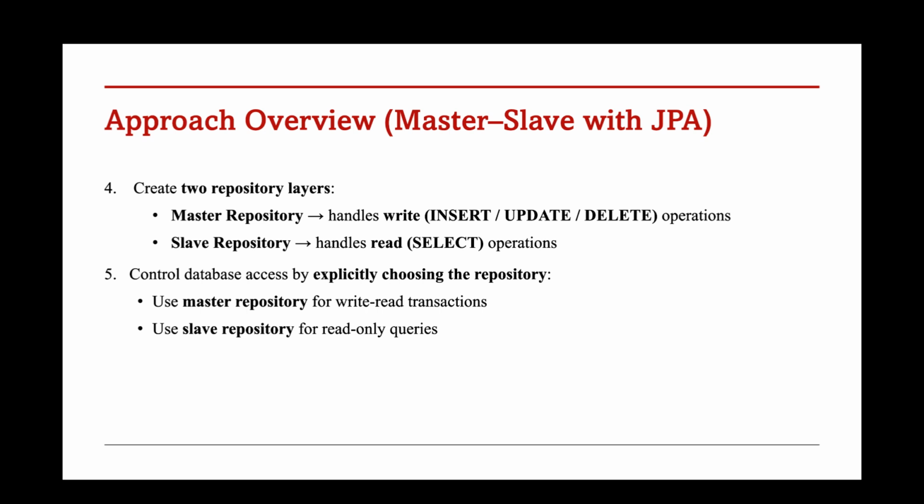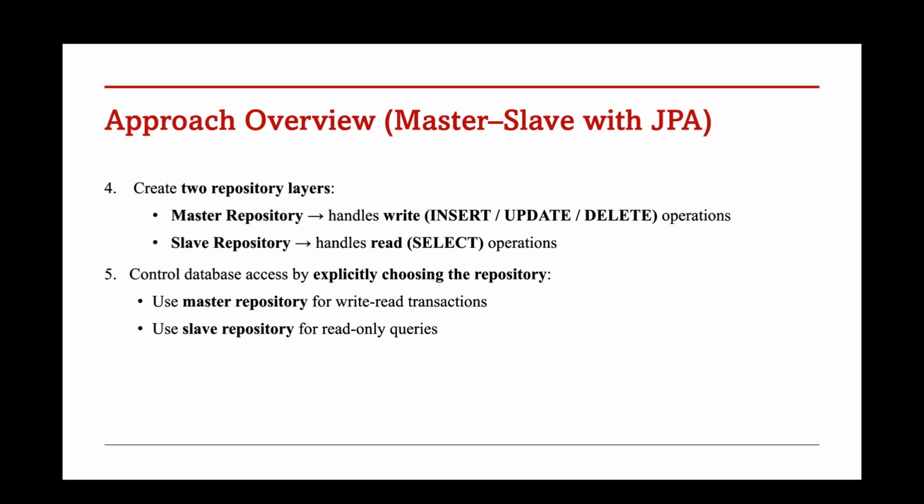Master repository handles write operations. Insert, update, delete. Slave repository handles read operations. Select queries. Step 5. We control database access explicitly. Use the master repository for write or write-read transactions. Use the slave repository for read-only queries. So this approach is completely similar to a normal multi-data source setup. We simply treat the master and slave as two different databases, even though logically they belong to the same system.